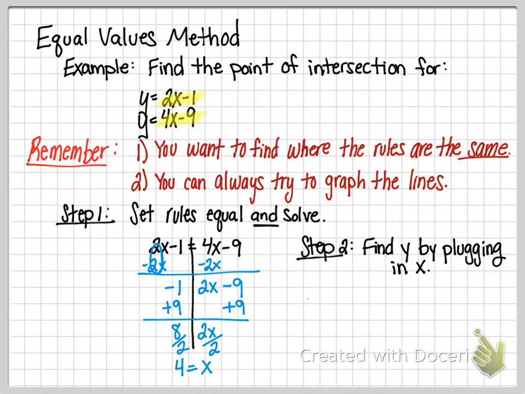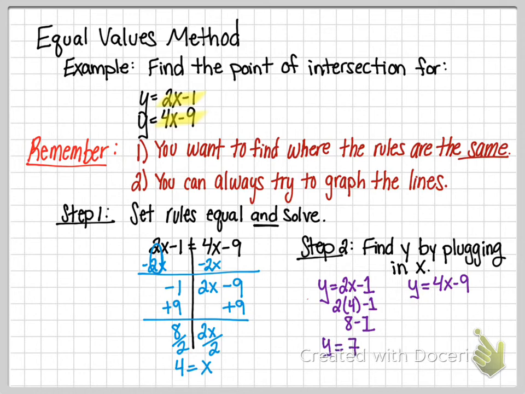Because we're finding a point of intersection, we can't just have an x value. We have to go into step 2, which says to find y by plugging in x. So we're going to take both of our equations, and we're going to take our x value and plug it in place of x. By doing so, we will find the value of y. This is also a great way to check to make sure that we solved correctly, because if we did so, we would get the same answer for y.